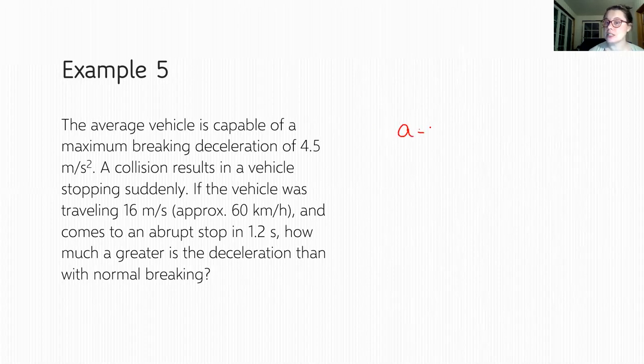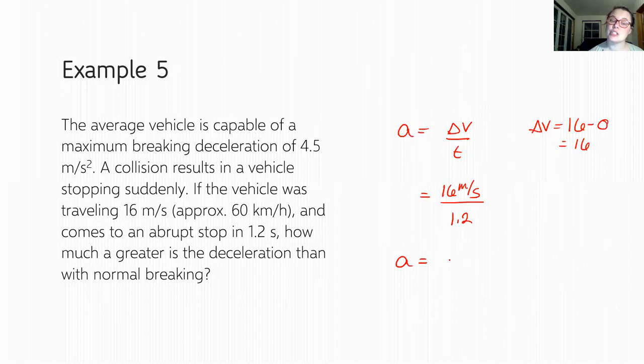So acceleration is equal to the change in velocity divided by time. Our change in speed, we're going from 16 to 0. So the change in speed equals 16. So 16 meters per second divided by a time of 1.2. The acceleration is equal to 13.3 meters per second squared. Now, that's a large acceleration.